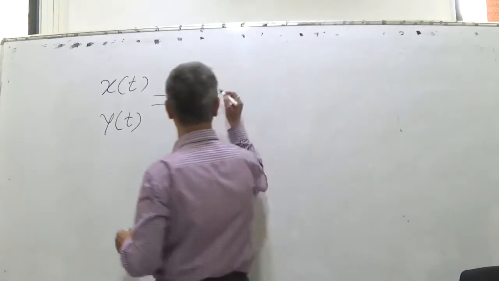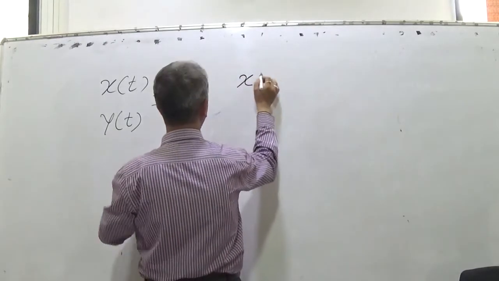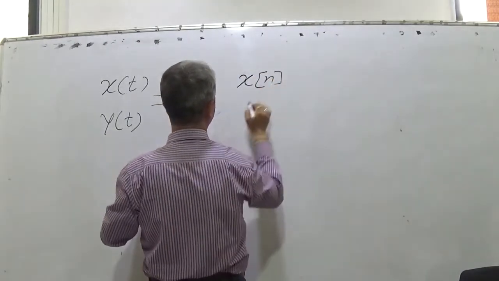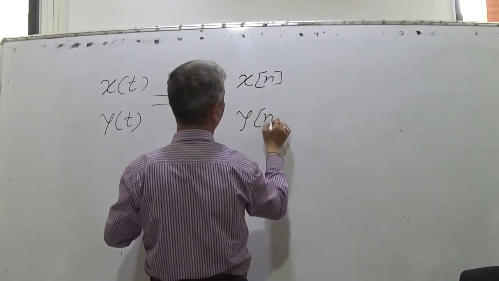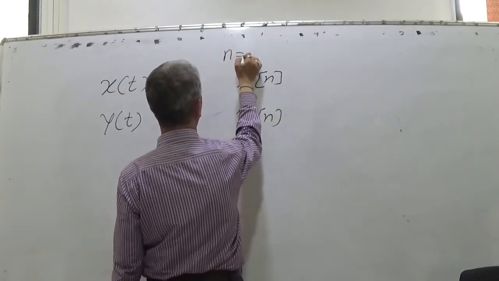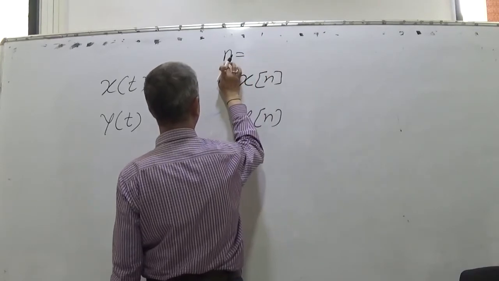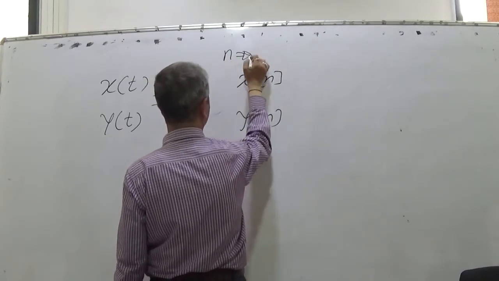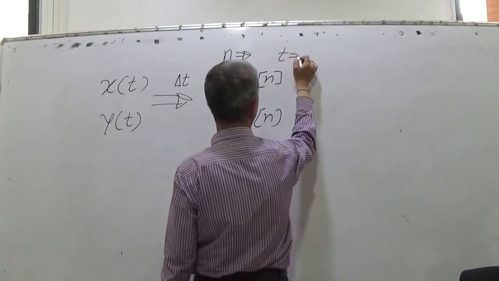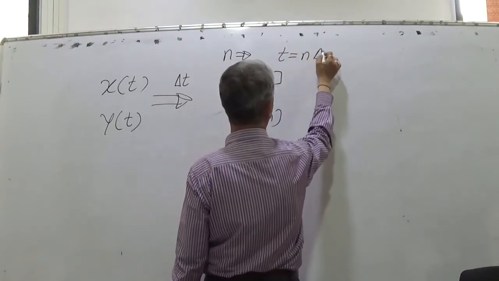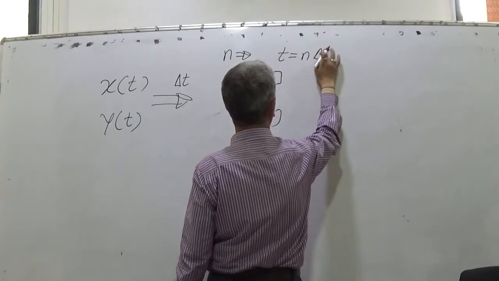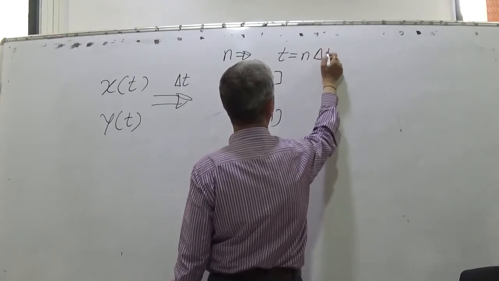So XT and YT give me XN and YN, where N is the sampling interval, found such that the formula is T is equal to N delta T.